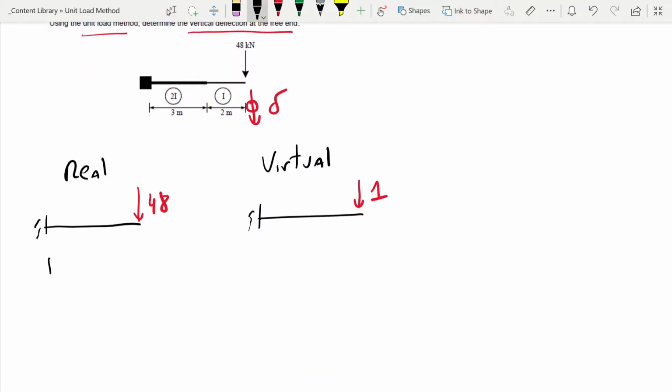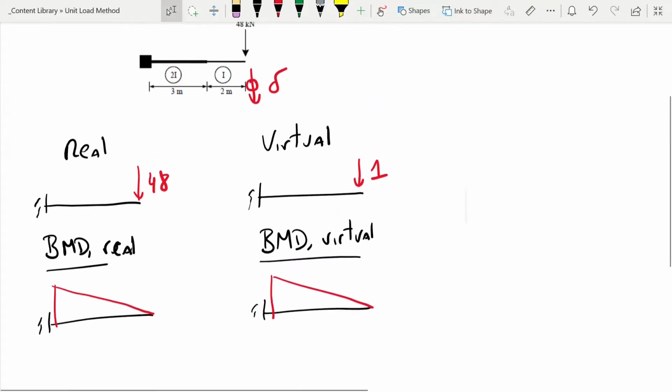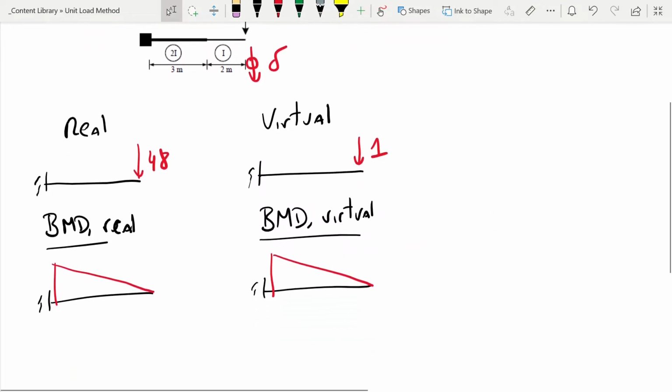Bending moment diagrams couldn't be simpler. In this case, they're both triangles. So the 48 is going to look like this, and the 1 is also going to look like that. We need to check the span of the cantilever. It's 5 meters, which means this moment here is going to be 5, and then the moment here is going to be 48 times 5, which is 240.